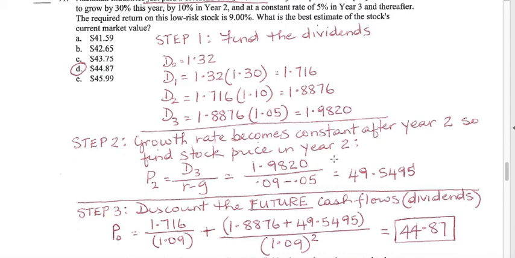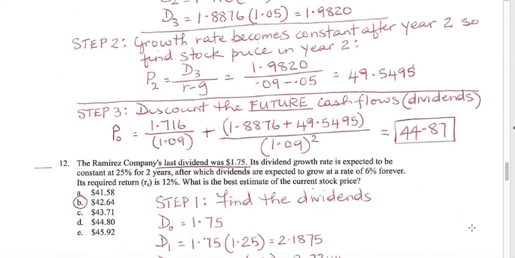the stock in year 2. So you cannot use it down here again and discount it again. It will be double counting. So this has the price of the stock, $44.87. Let's take a look at another example.